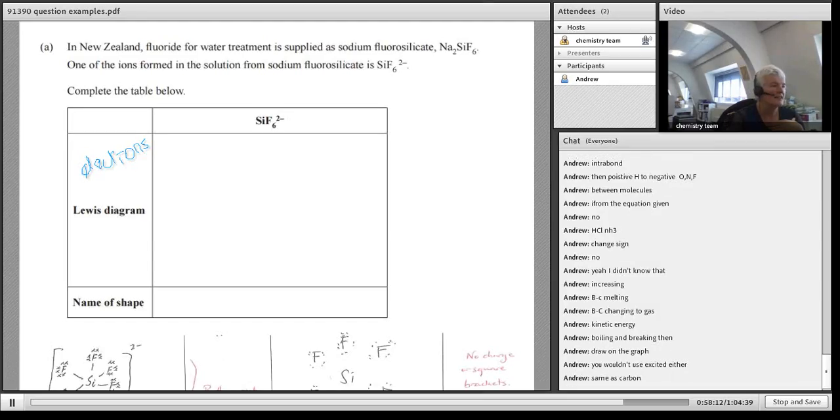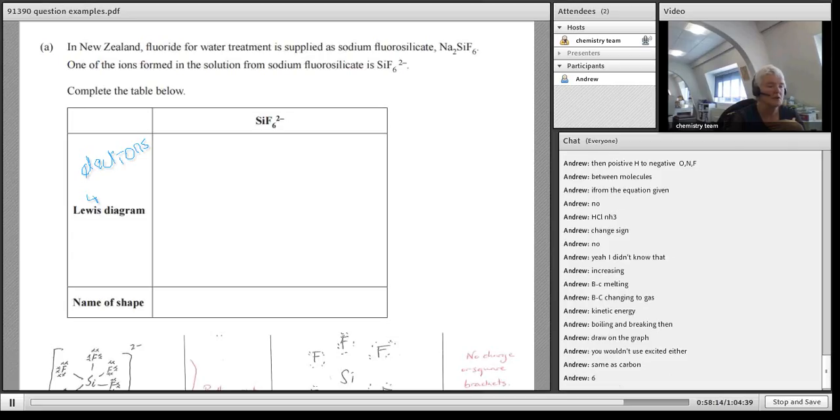Same as carbon, and that's 4. Okay, fluorine is in what group? 7. So, and we've got 6 of them. So 6 times 7 is 42.